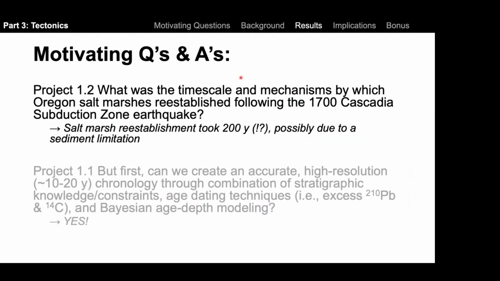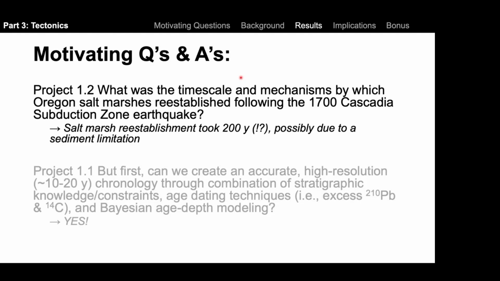Okay, if you were following along, despite the fact that Netarts only experienced a half-meter of co-seismic subsidence, which is like not really that much. Think about a half-meter of sea level rise. When's that going to happen? Like the next 10 years, right? It took 200 years for the salt marsh to regain its pre-earthquake elevation.